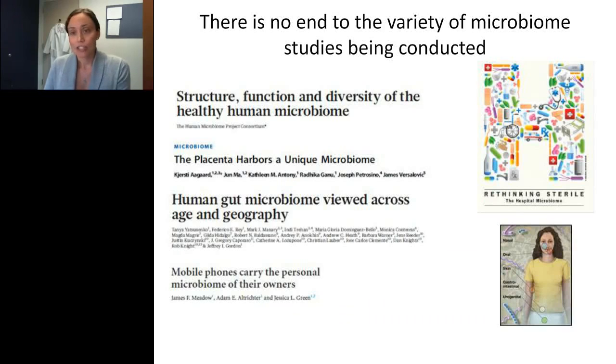And it doesn't take much work beyond the pages of Cell, Science, or Nature, or honestly many journals beyond that scope, to find that there's no end to the variety of microbiome studies being conducted, from describing the structure and function of the healthy human microbiome in the context of the Human Microbiome Project sponsored by the National Institutes of Health here in the United States, to looking at the gut microbiome across age and biogeography, to looking at the microbiome in a variety of other locations and places. New microbiome findings are being reported on a daily basis.